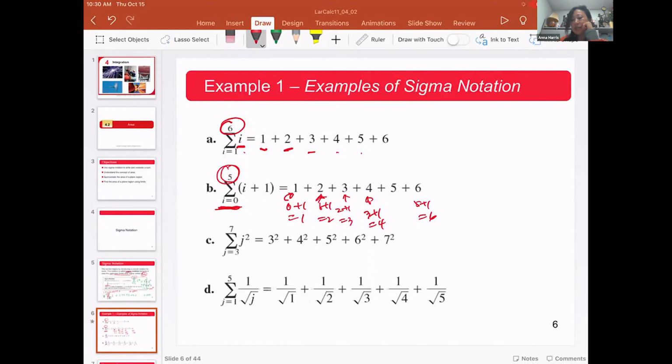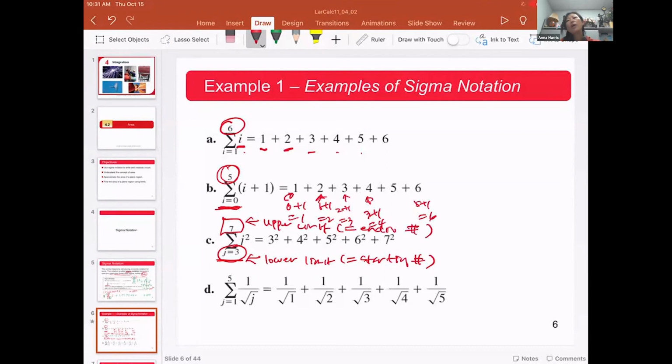All right, next one. It starts at 3. So you need to watch. This is your starting number. The bottom number, which is called the lower limit, is the starting number. The upper number, we'll call it the upper limit, is the ending number. You end at that number. That's why you stop at 7 squared and you start at 3 squared.